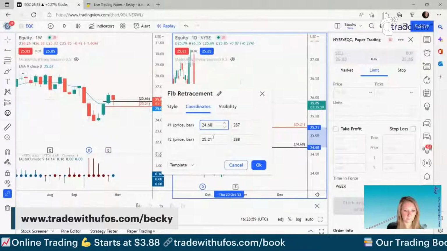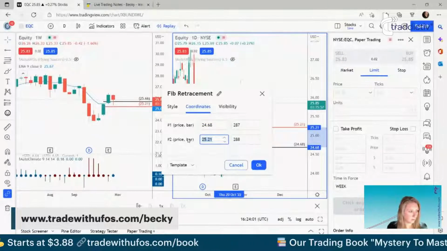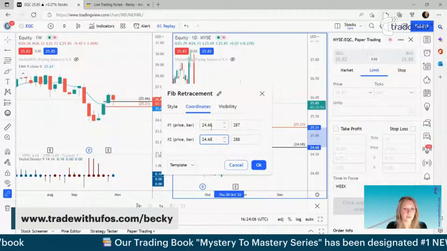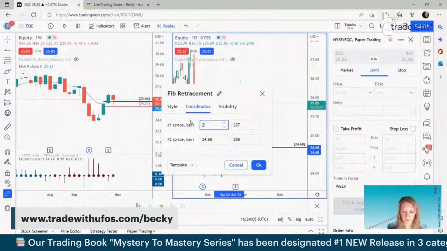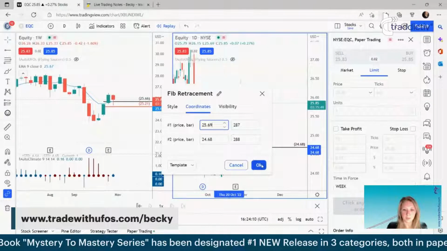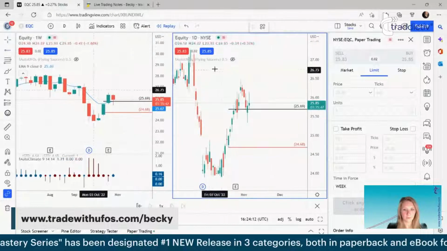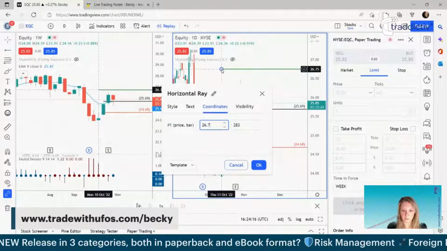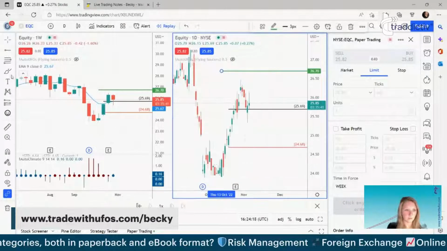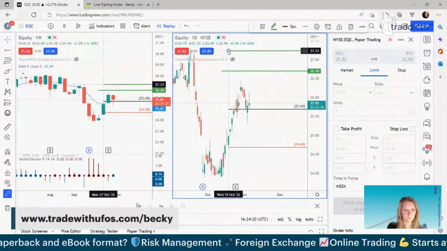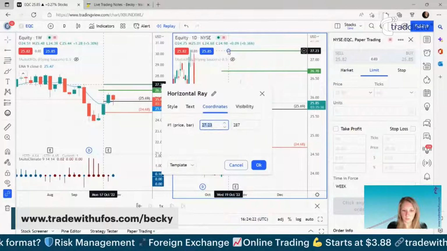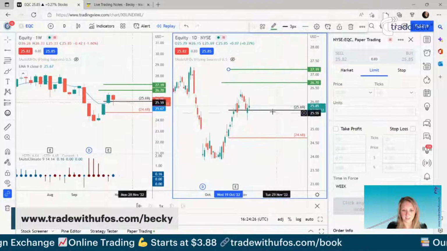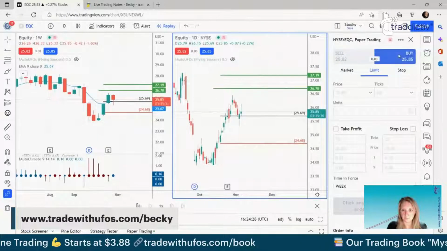24.68 to 24.6. Oh, sorry, 24.68 is the stop, so it's 25.69. The entry, lovely. The safety target is 26.7, and the final target is 27.19. There we go, lovely. So again, we can see that nice and clear there.